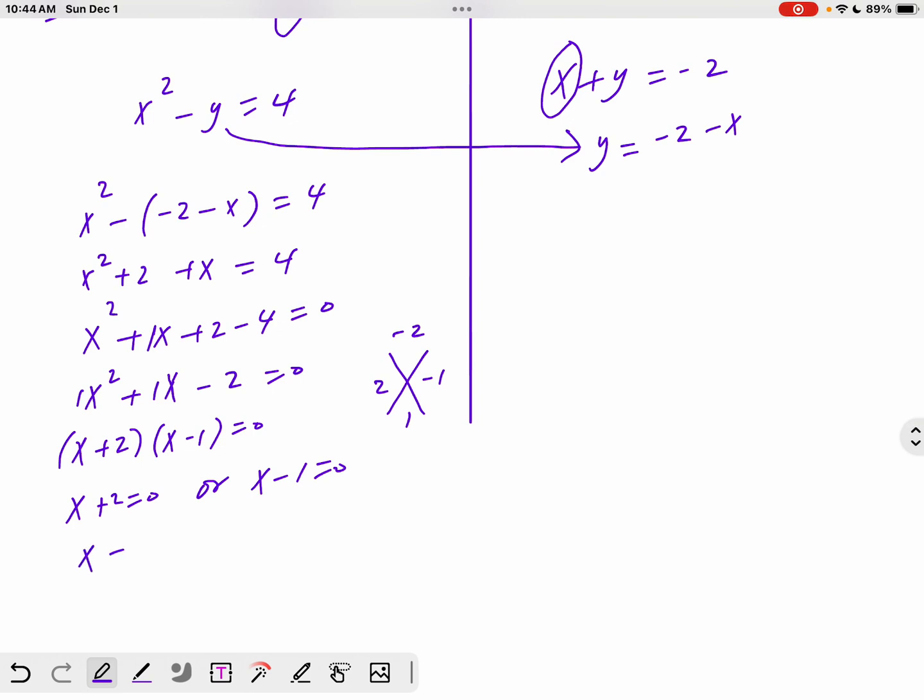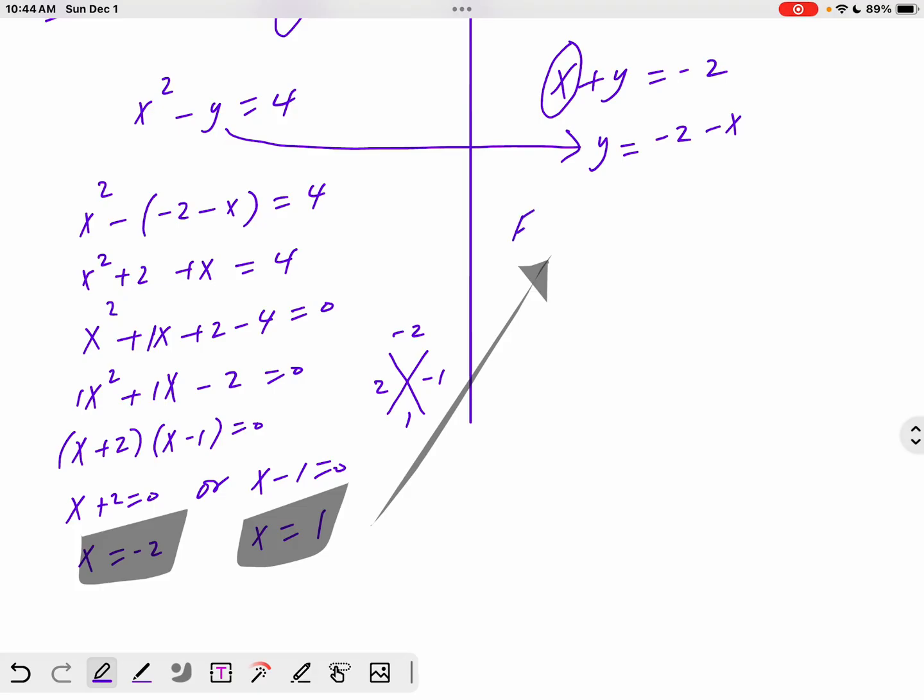Well, then x must be negative 2. That's the first value of x, and the other one, x must be 1. That's your second. So now we have two x values. For two x values, we are expecting two corresponding y values. So here we're going to substitute back here.